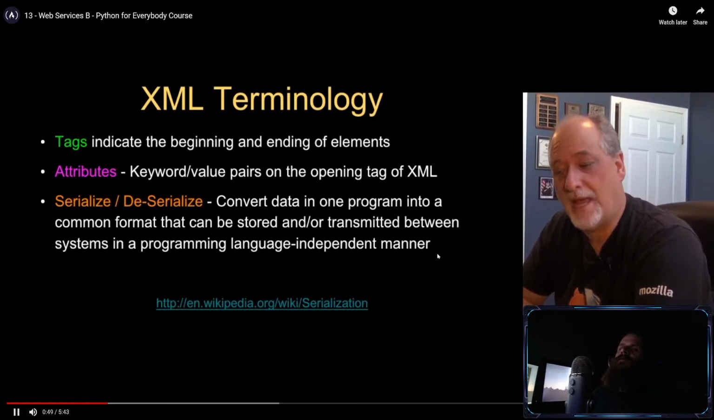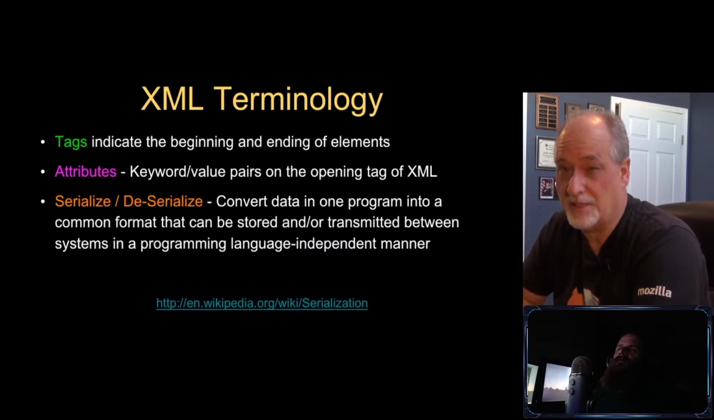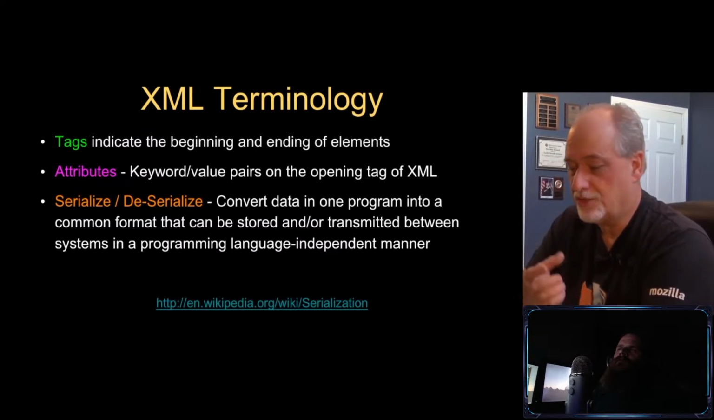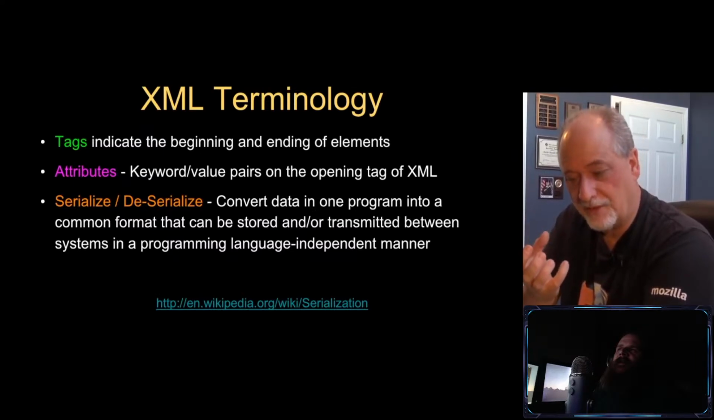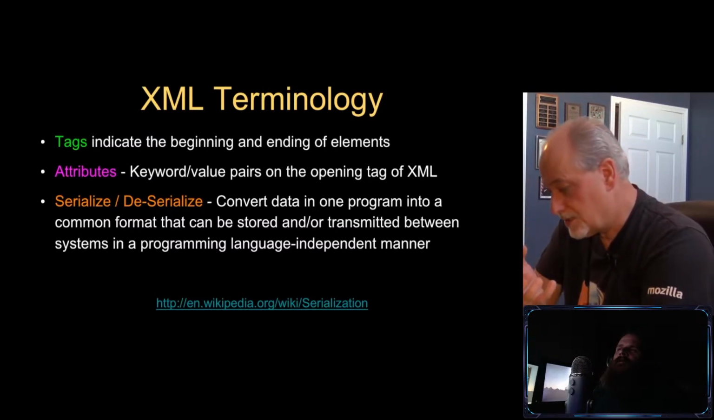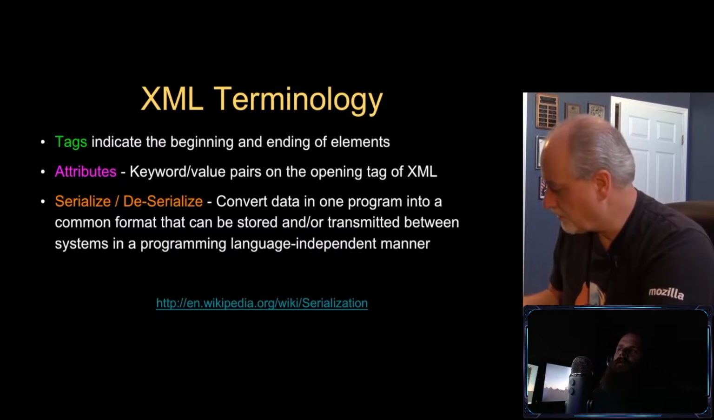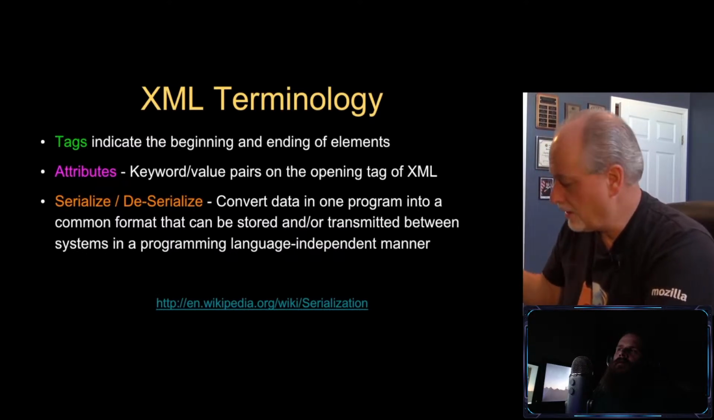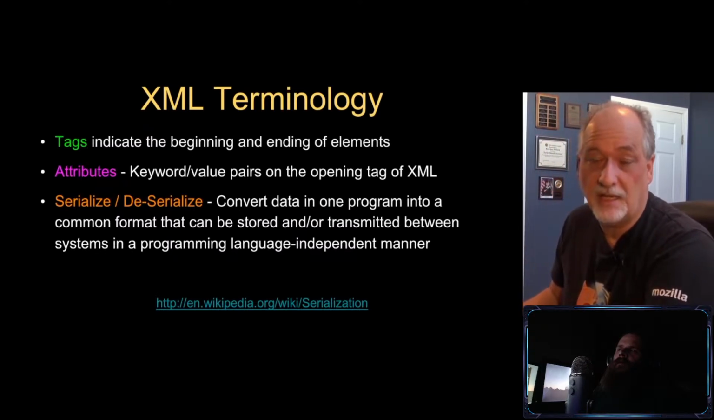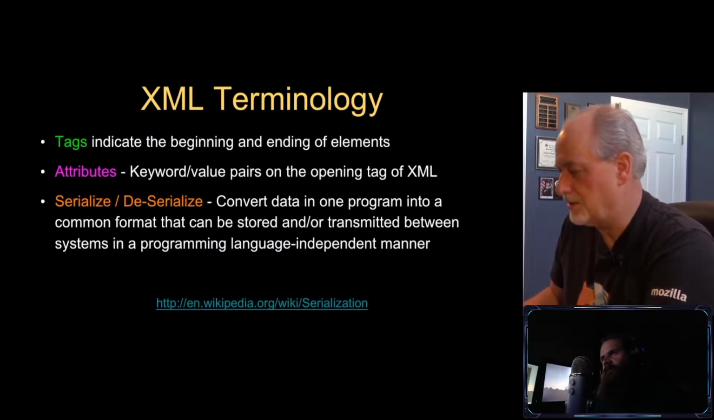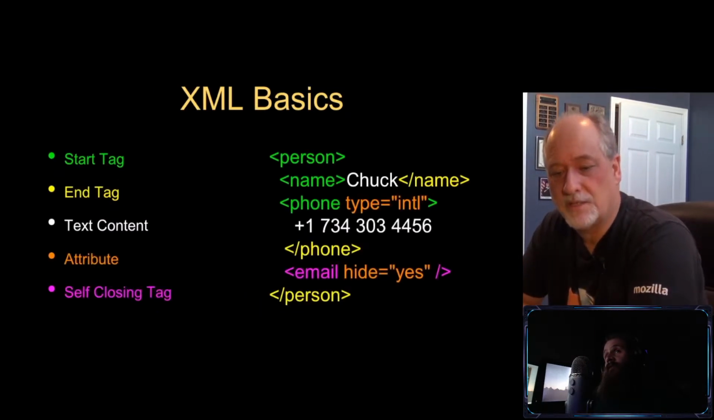XML, we're going to talk about tags, we're going to talk about attributes, we're going to talk about data, and we've already talked about serialization and deserialization. Serialization is the act of taking data inside of a computer in one programming language, setting it up for transport, transporting it across, and then taking it back apart and turning it back into the data in whatever internal data it needs to be in the destination system.